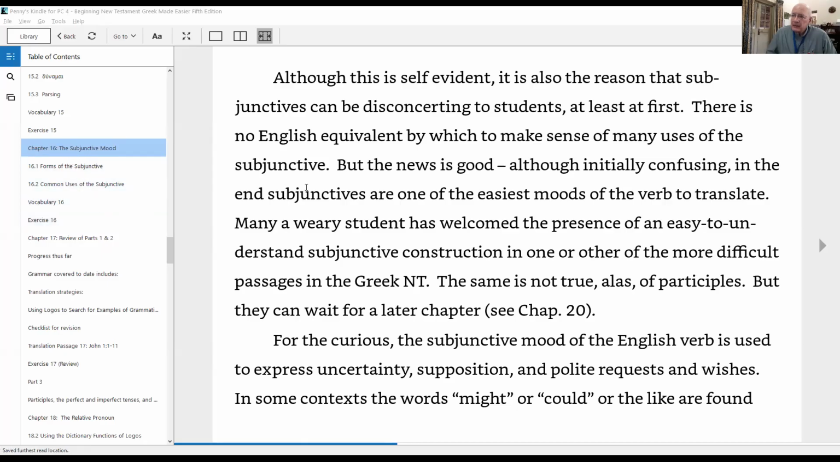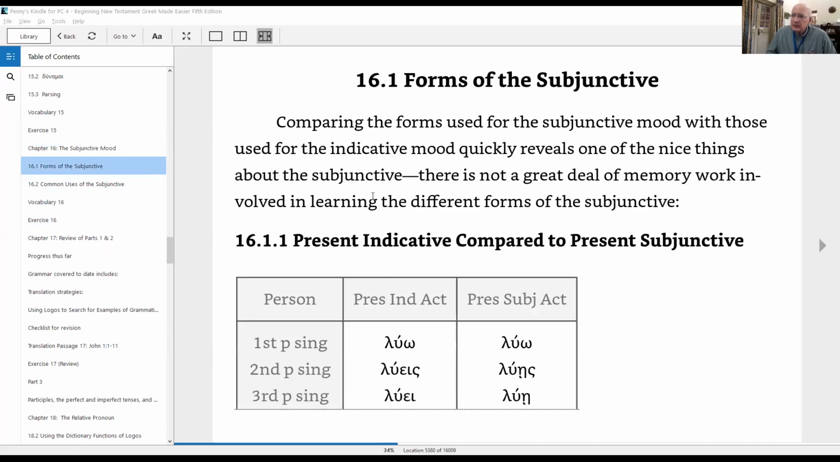And it's important that we, first of all, grasp the forms that the subjunctive mood takes. And then next week, we will talk about the 10 major usages of the subjunctive mood, how it is used in sentences. So let's look at the subjunctive mood itself. I'll refer you, of course, to your textbook and to the discussion there in chapter 16.1.